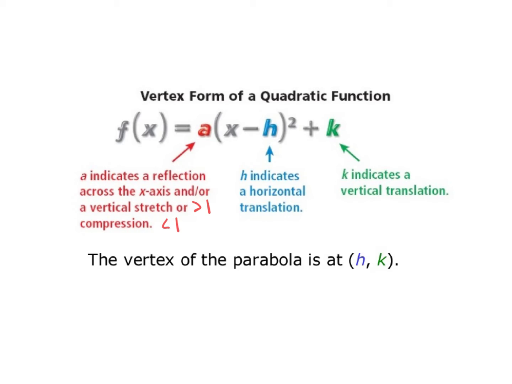H on the inside means that we're moving horizontally, so left or right. If we're adding, which direction do we go? Left. And if we're subtracting, right. When we're adding on the outside, it's a vertical translation, so we're going up or down. If we're adding, which way are we going? Up. And if we're subtracting? Down.